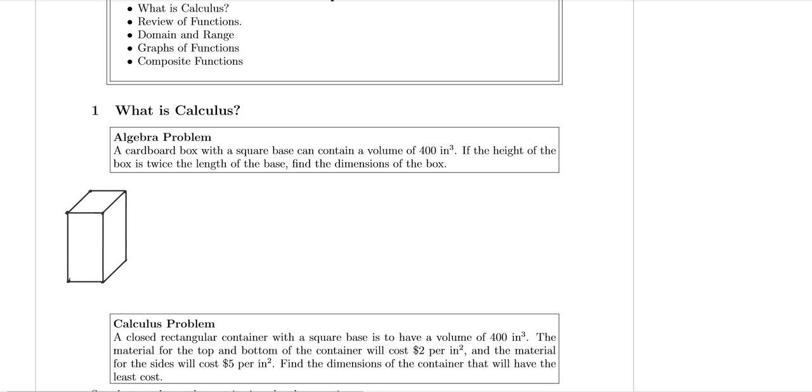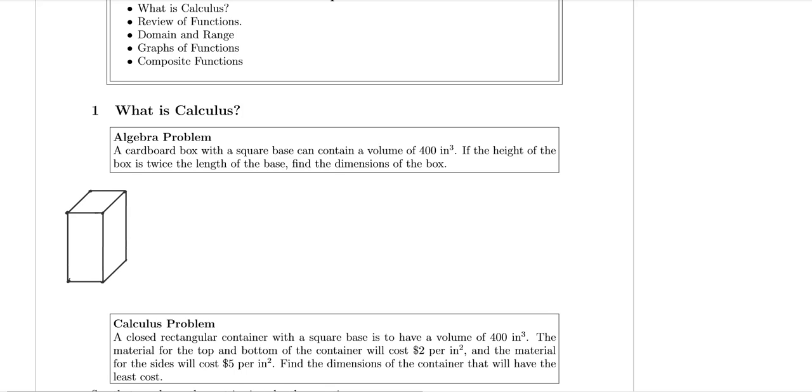Let's say that we have a cardboard box with a square base that can contain a volume of 400 inches cubed. Now if the height of the box is twice the length of the base, let's go ahead and find the dimensions of the box. So here I've drawn the little box right now. I'm not too good at sketching, as you guys will see in class later, but here it is. I use OneNote to help me draw it.